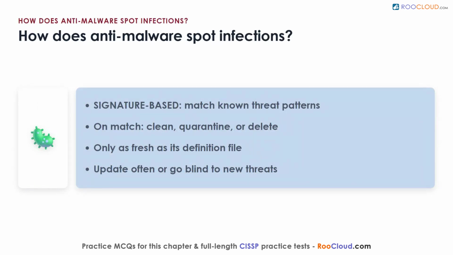How does anti-malware software spot infections? Its oldest and most common method is signature-based detection. The tool keeps a huge database of the telltale patterns of known threats and scans your storage against it. When it finds a match, it acts in one of three ways. If it can, it cleans and repairs the affected file. If it recognizes the threat but cannot repair it, it quarantines the file for a human to review. And if policy or the danger level demands, it simply deletes the file to preserve the system. The critical catch is that this defense is only as fresh as its definition file, so without frequent updates, it goes blind to anything new.